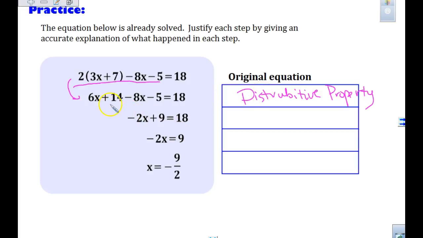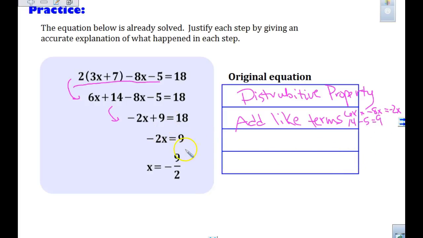What did we do from the second line to the third line to get from this equation down to here? What did we do if you were looking at that? Raise your hand. What do you think? You think you have an idea? Grace, what do you have? We added our like terms. We added the numbers that were like, and we added our variables that were like. Add like terms. So that we added 6x plus -8x to get -2x. We added 14 minus 5 to get the 9.